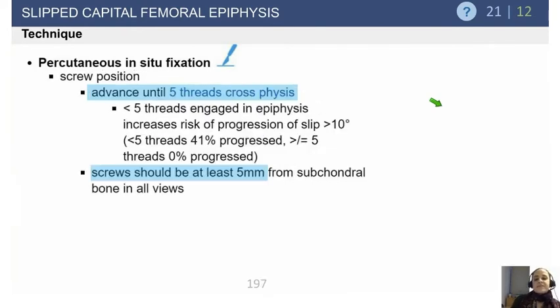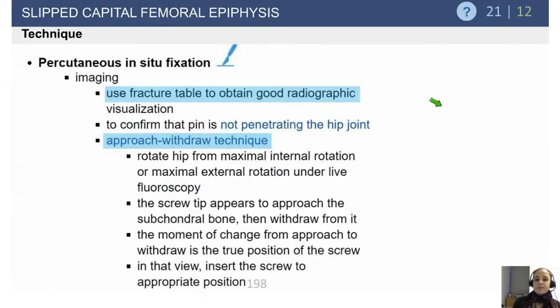You want to have at least 5 threads across the physis, and previous studies have shown that's the most stable construct, but you want to make sure that your screws are at least 5 millimeters from the subchondral bone in all views. And so the way that you can do that is with your fluoroscopic imaging. You can rotate the hip. We do an around the world technique here where we rotate the hip from maximal internal to maximal external rotation and find the view where the screw looks closest approach to the joint. You can use a fracture table to help with good radiographic visualization. Here we actually do it on a Jackson table.